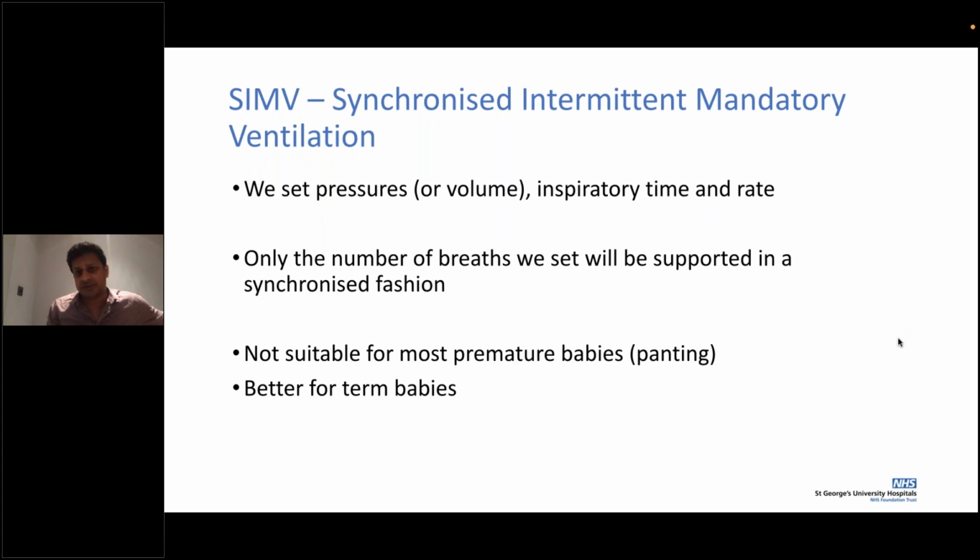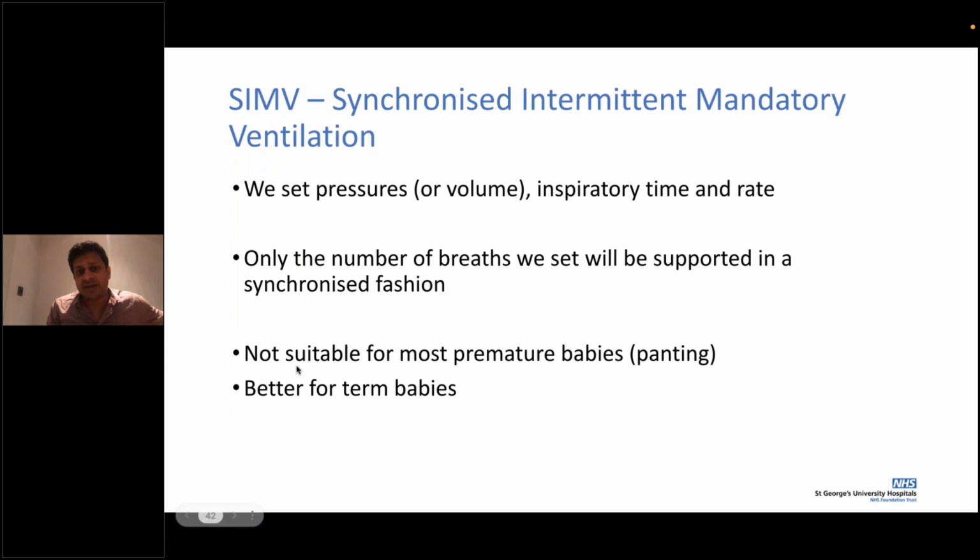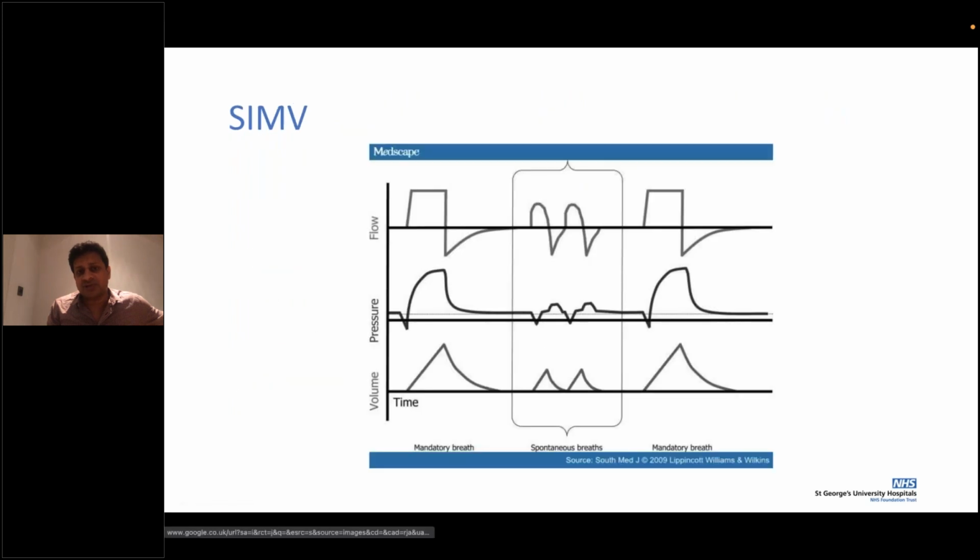Any additional breaths, as you can see with the next slide, are not supported. The middle one shows attempts made by the baby that are not supported by the ventilator, but it's okay because these are bigger babies. With some ventilators we may need to add an additional mode called pressure support to help with those breaths in between, which are not achieving the pressure that is required to inflate the lungs.